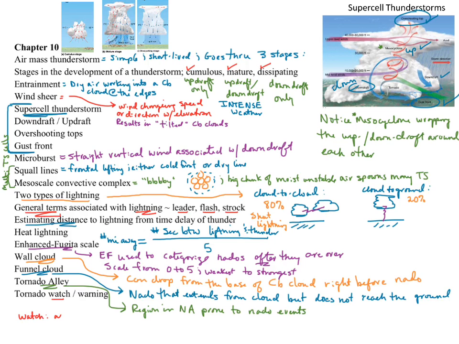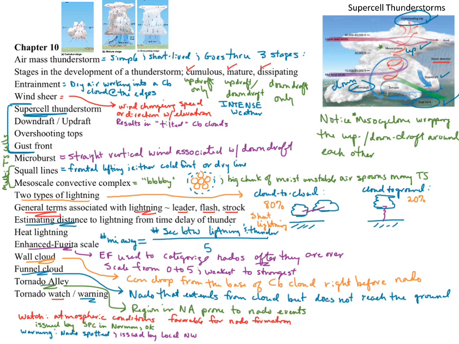Tornado watch. The watches are actually issued by the Storm Prediction Center in Norman, Oklahoma, and they mean the watches are issued because atmospheric conditions are favorable. Compare that to a warning. Of course, a warning means that a tornado has been spotted, and those are issued more locally by the National Weather Service. So on to Chapter 11.